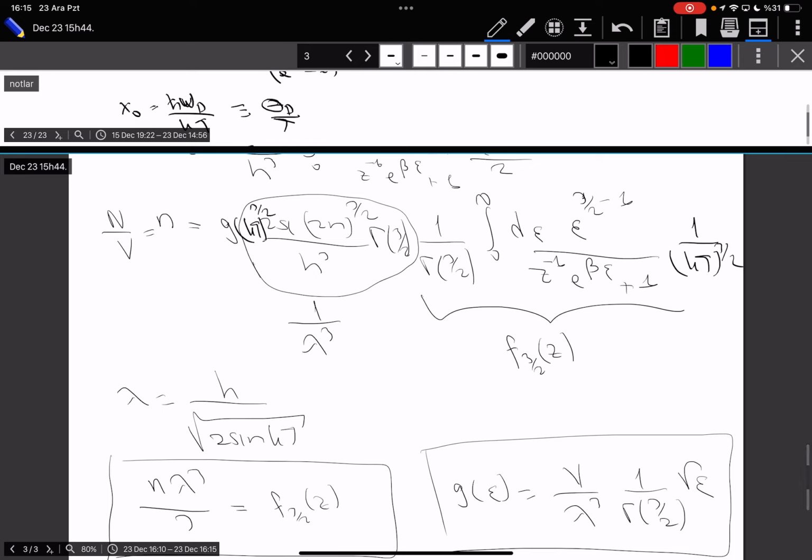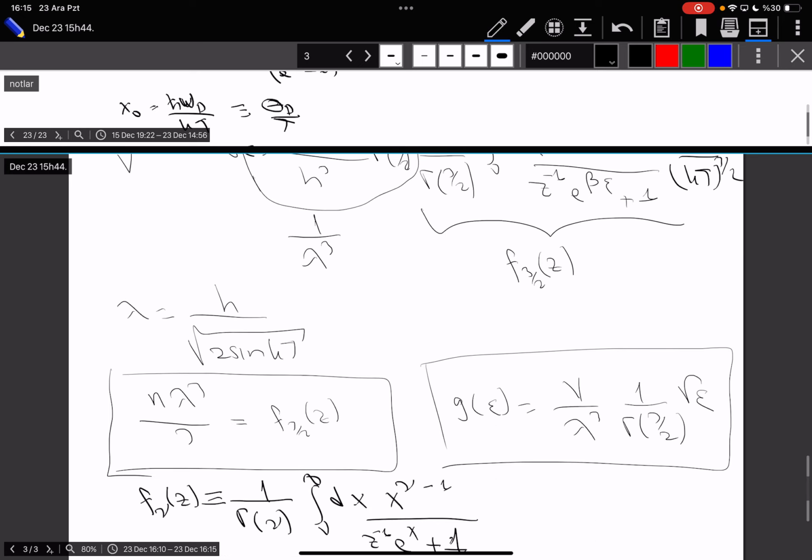Now basically I just redefine beta epsilon as x, then the integral of d epsilon square root of epsilon divided by kT to the power 3 over 2 is just dx square root of x. And so this is the correct expression still. And is there a 3 on the lambda cubed? This is g. Okay.